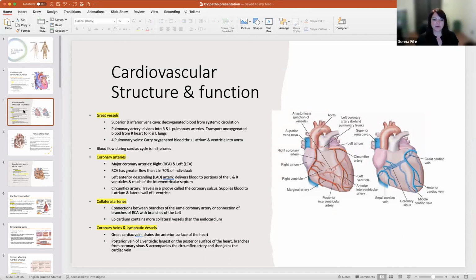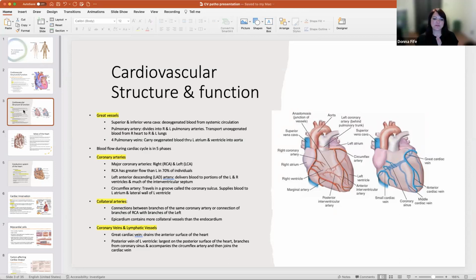We have coronary arteries. The major coronary arteries are the right coronary artery, or RCA, and the left coronary artery, or LCA. The RCA has greater flow than the left in about 70% of individuals. The left anterior descending, or LAD artery, delivers blood to portions of the left and right ventricles and much of the interventricular septum.